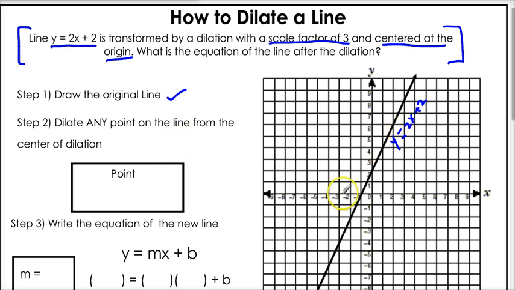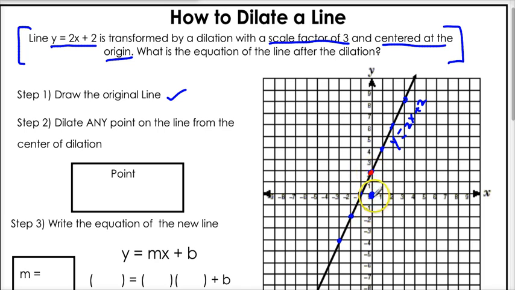Step 2. We're going to pick a point from this line and dilate it from the center of dilation. You might remember how to do this. The first thing you do is draw your center of dilation, which is the origin, 0, 0. And now we're going to pick any point on this line. There's many to pick from. As you can see, there's points all over the place. We're going to pick our favorite point. It does not matter which one. I'm going to pick this point right here.